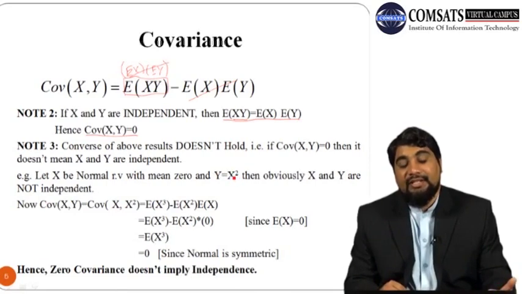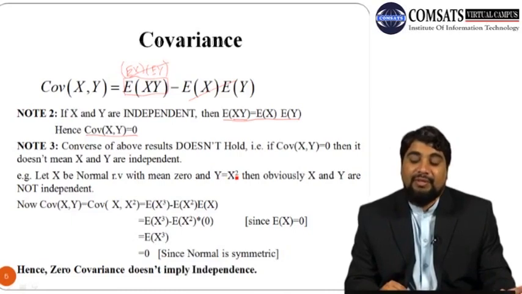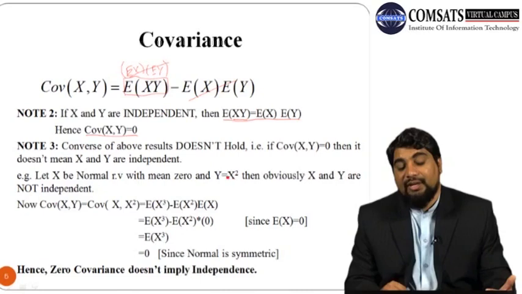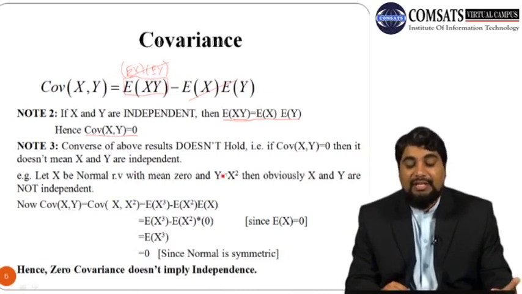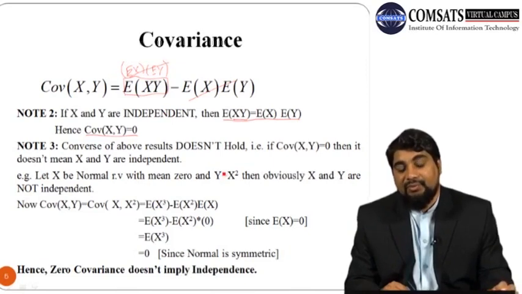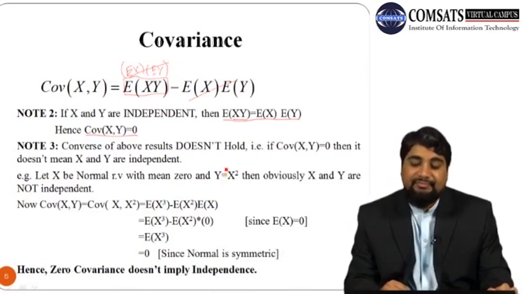So if we take x as 1, then y will be the square of 1, which will be 1. So y cannot be different from 1. If x is 2, then y is the square of 2, which is 4. So y cannot be different from 4. So it means knowing the value of x, we can find the value of y. So in this case, x and y are dependent.